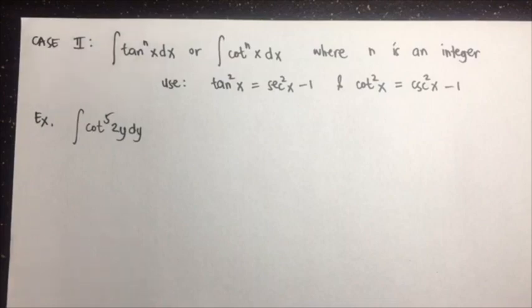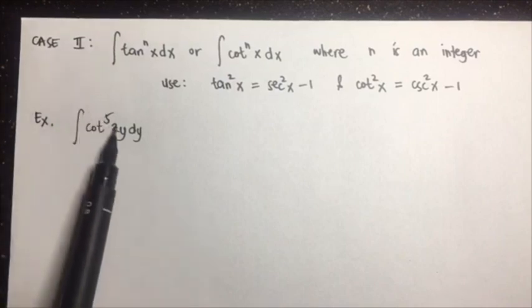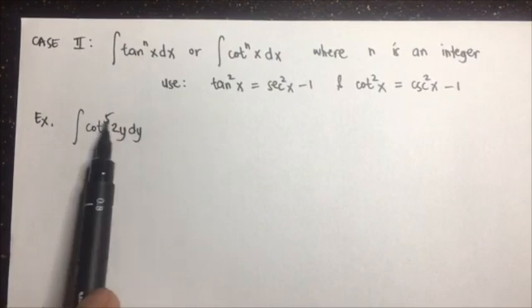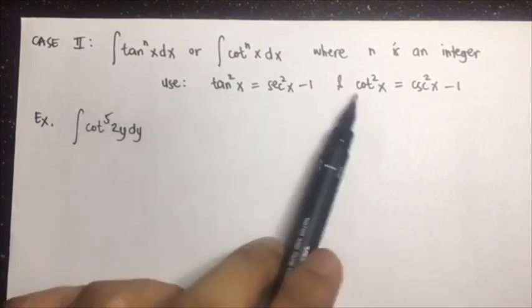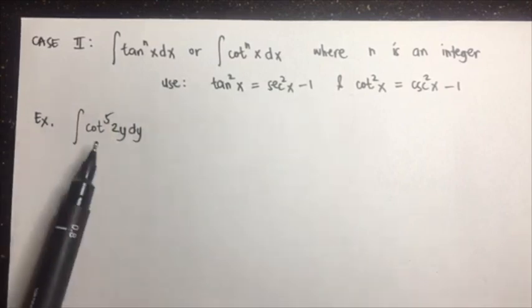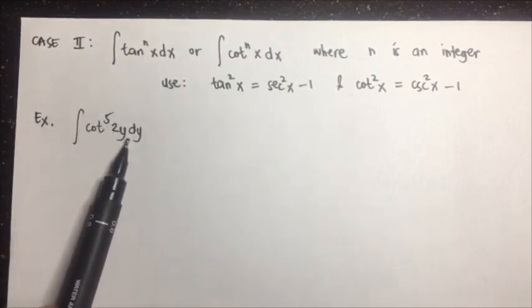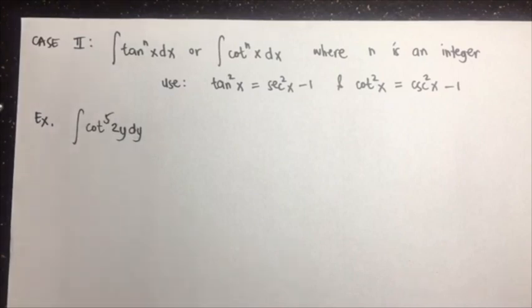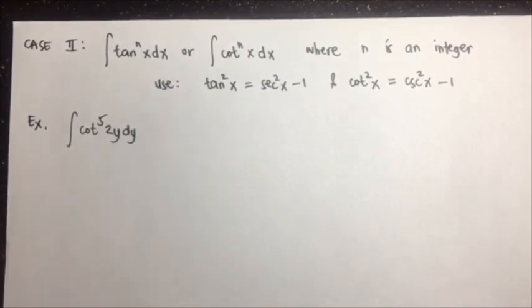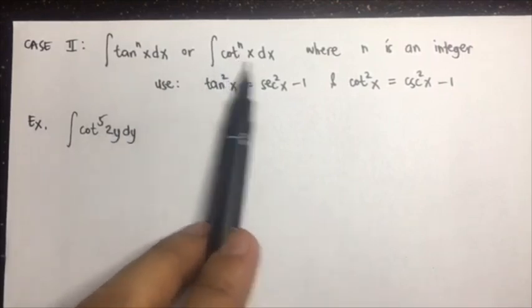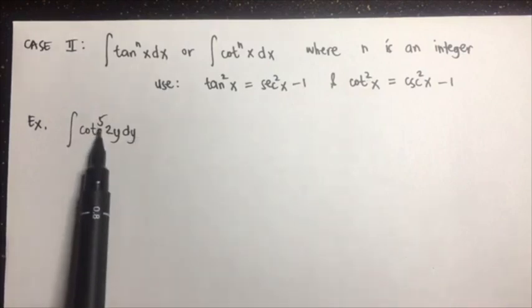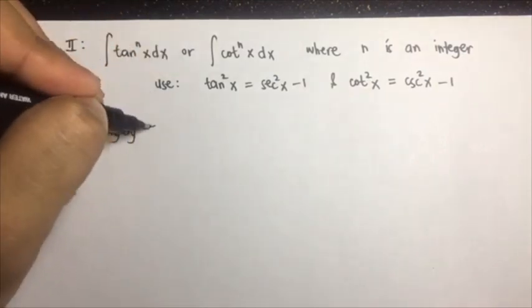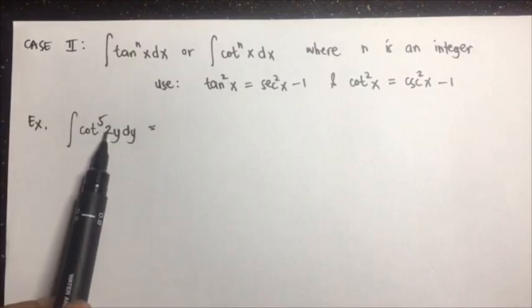So if n is odd, then we'll have to do something for the exponent so that it can be expressed as even, and then we can use these identities. Say for example, we have the integral of cotangent to the 5th of 2y dy. Obviously it's this one, and then we're going to be using this one. Since this is squared, we cannot use this here because this is odd, so we will separate one of the cotangent 2y.